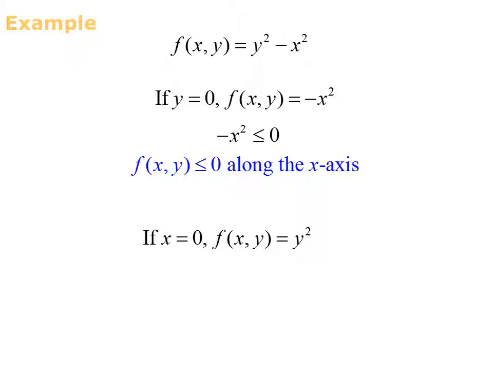However, if you look in the y direction, all of the answers are positive. Now what that tells us is there are some values near this critical value that are positive. There are some values that are negative. So it is neither a maximum nor a minimum.